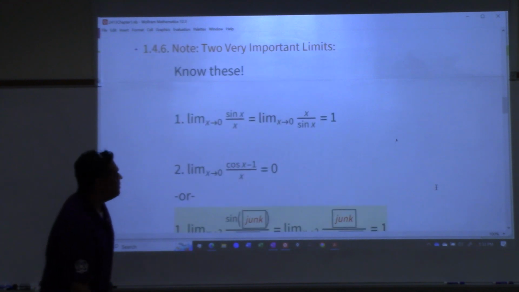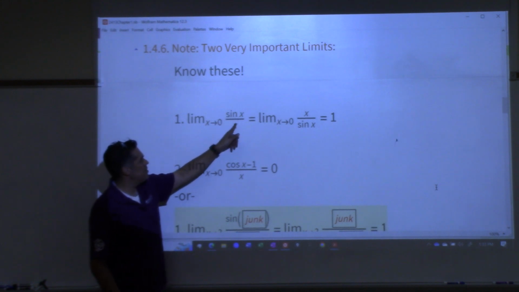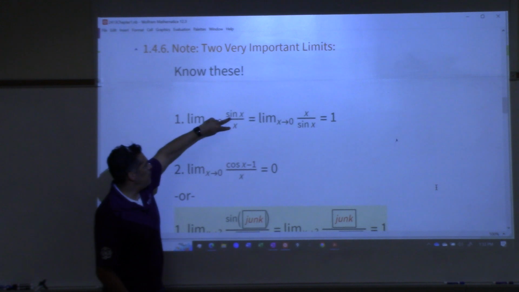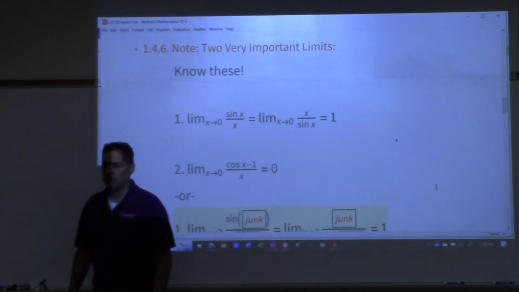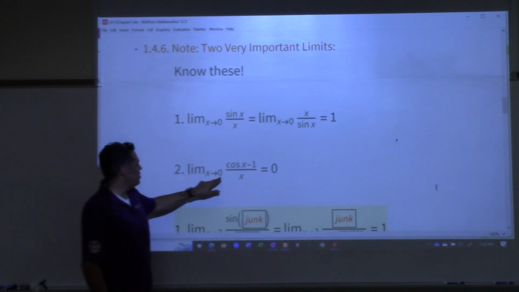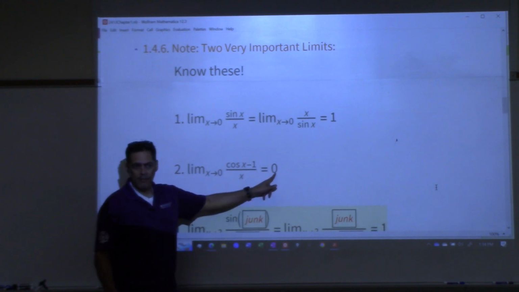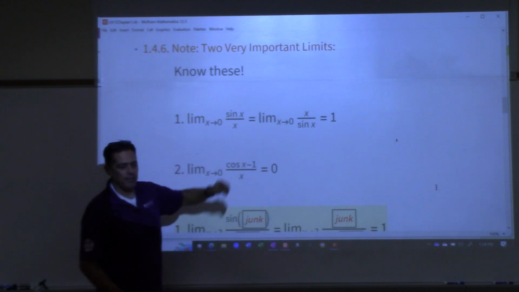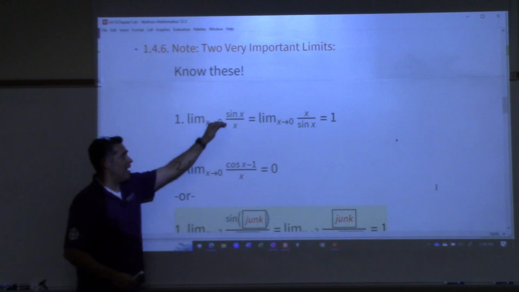So know these limits. If you ever take the limit as x approaches 0 of sine of x over x, or if you flip it over, in both cases, your answer is 1. Also, if you take the limit as x approaches 0 of cosine of x minus 1 over x, your answer is 0. This one you cannot flip over. That one you can.